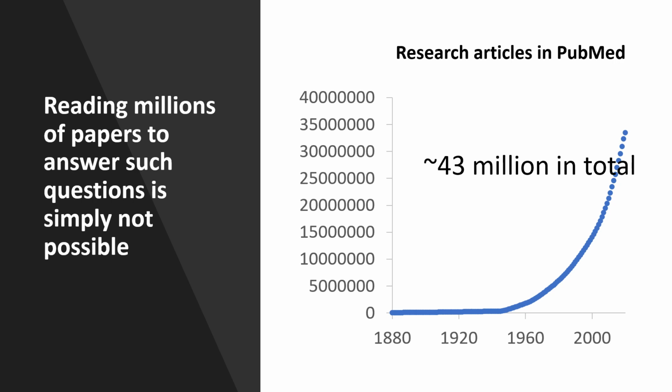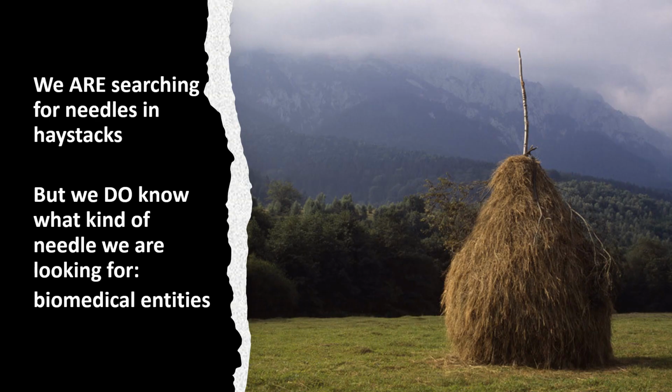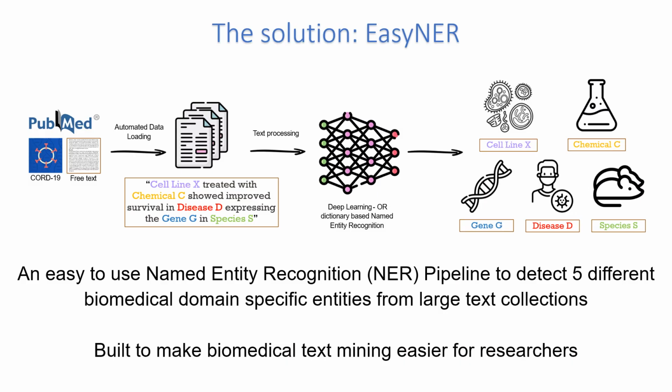As of today, there are over 43 million research articles in PubMed. And I know this because I counted it myself. Reading all these millions of papers manually is pretty much impossible. So we need a new solution. This is like searching for multiple needles in multiple haystacks. But we do know one thing, that we're searching for biomedical entities. So our solution is, of course, since we are living in 2023, artificial intelligence.